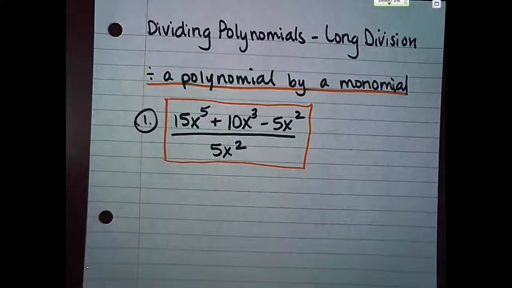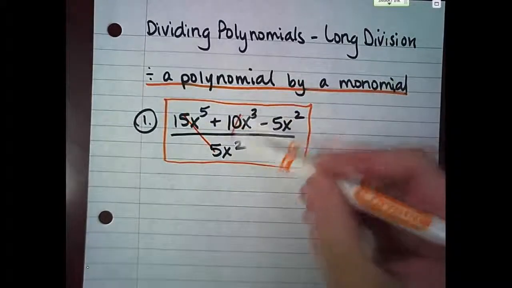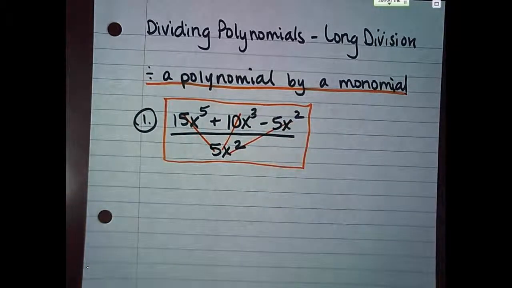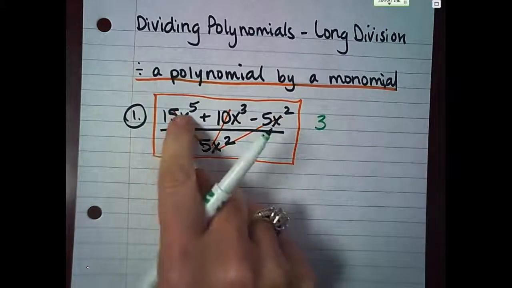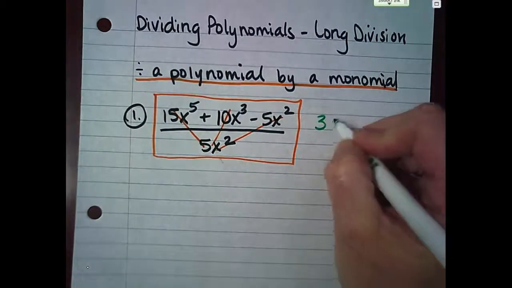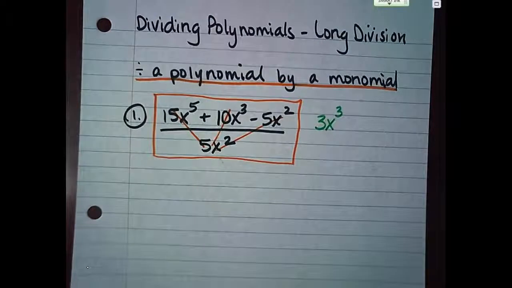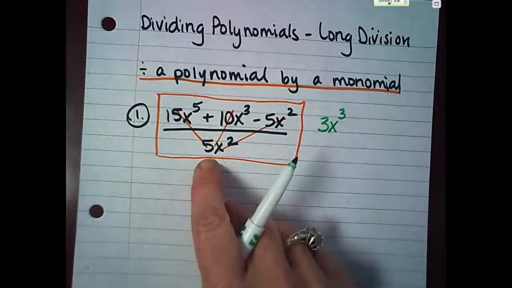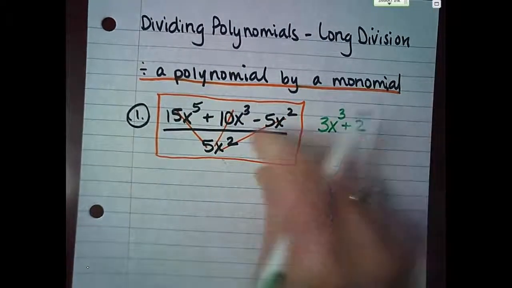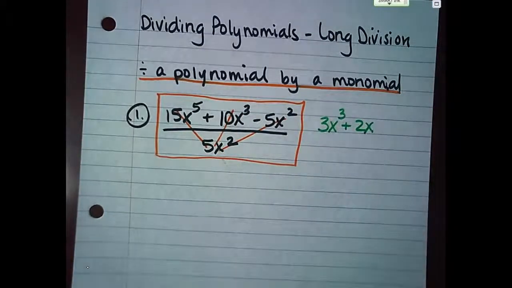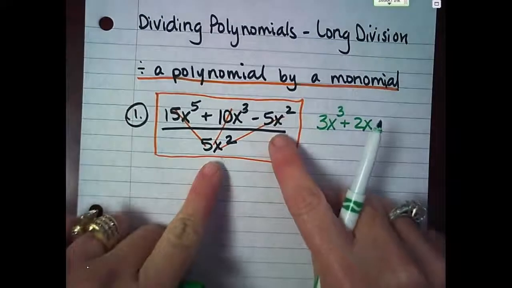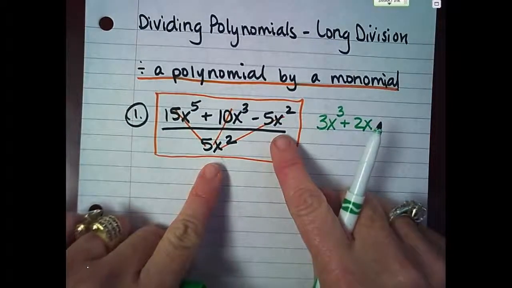Now, knowing that, let's solve this problem by the same method. In other words, you're going to look at each term and divide, or simplify. So if you take 15 divided by 5, you're going to get 3. And then x to the 5th over x squared is x cubed. Now move to the next one. 10 divided by 5 is 2, so plus 2. And then x cubed over x squared is just an x. And lastly, the last set, those are exactly the same. So what's it going to give me? A negative 1. Excellent.